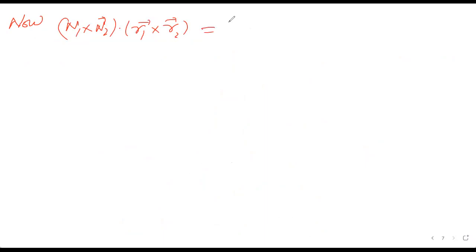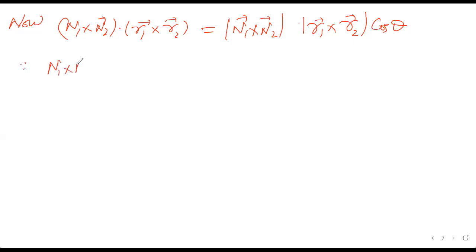Mod a dot mod b cos theta. So mod of n1 cross n2 dot mod of r1 cross r2 and cos theta. Is it clear? Yes, sir. Theta is the angle. Now I will find what is this angle. Now we know n1 cross n2, it is parallel to n. इसको अभी 2 रख दीजिए, I will solve it.